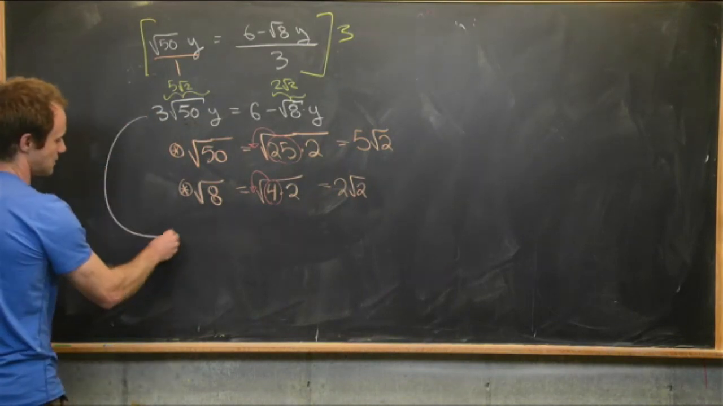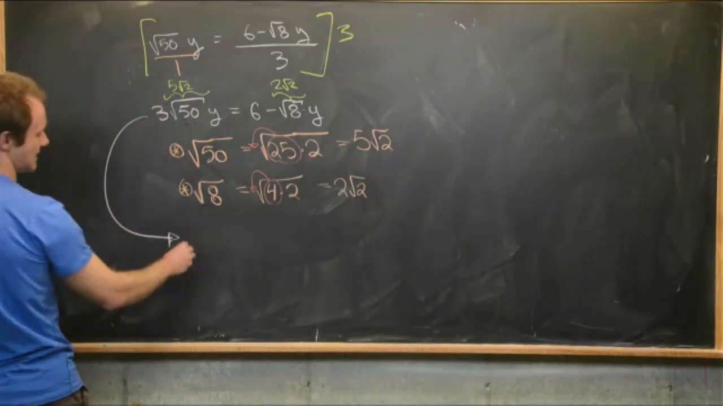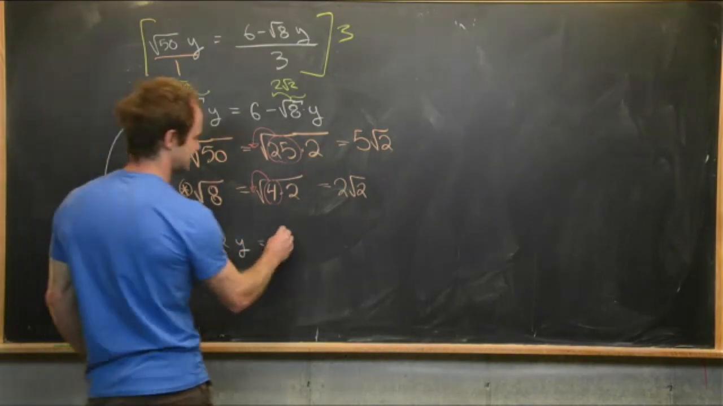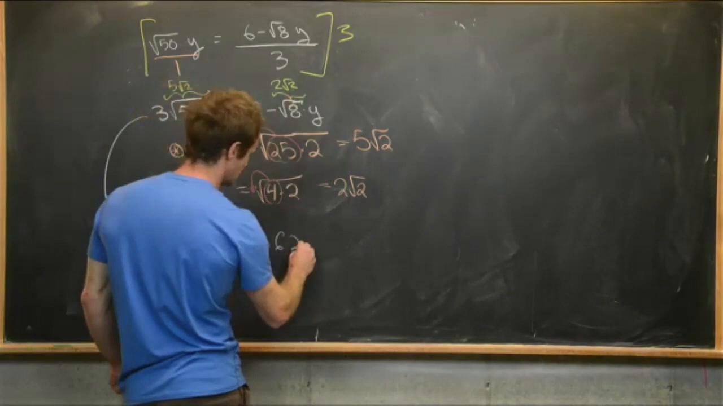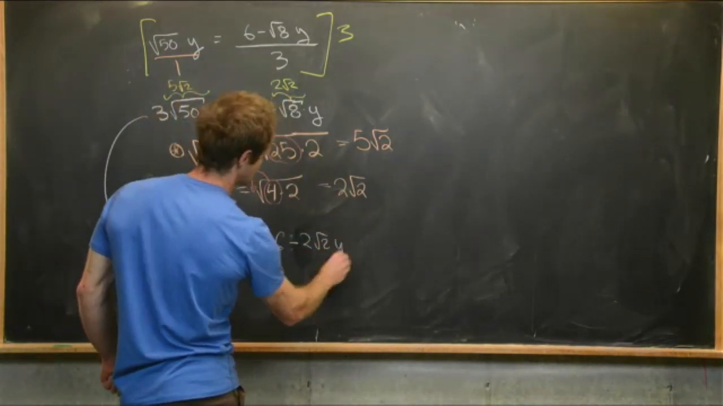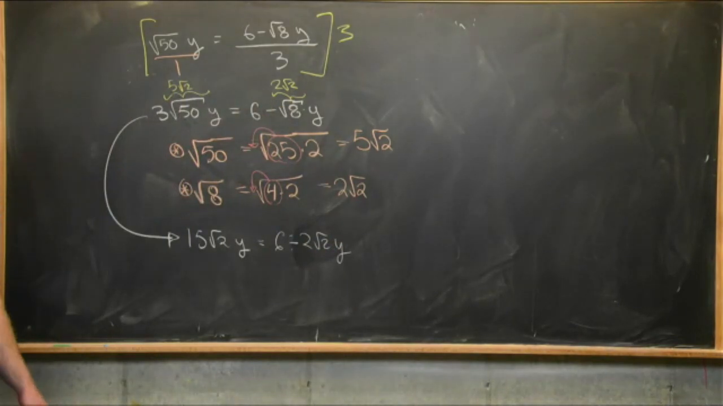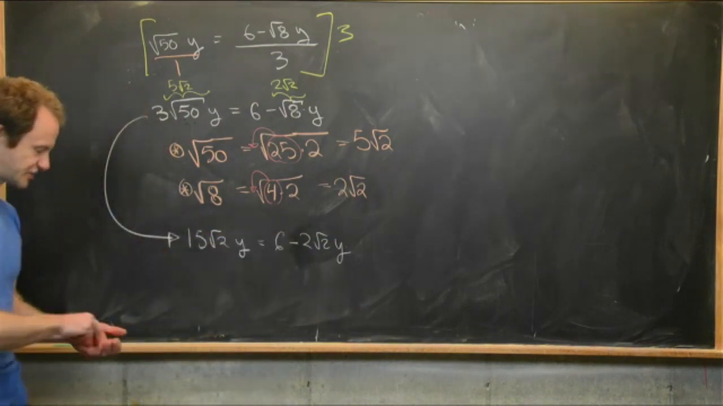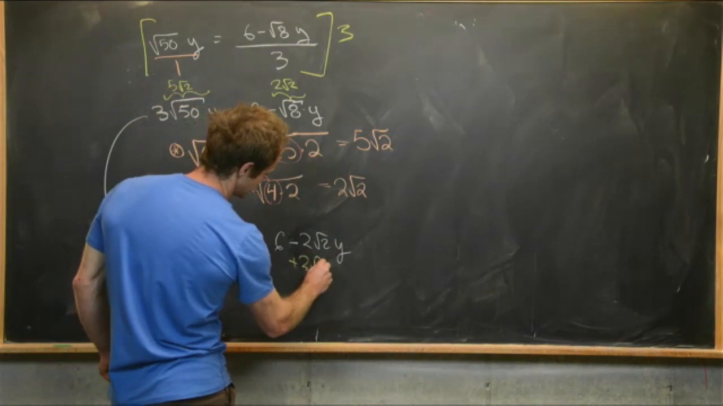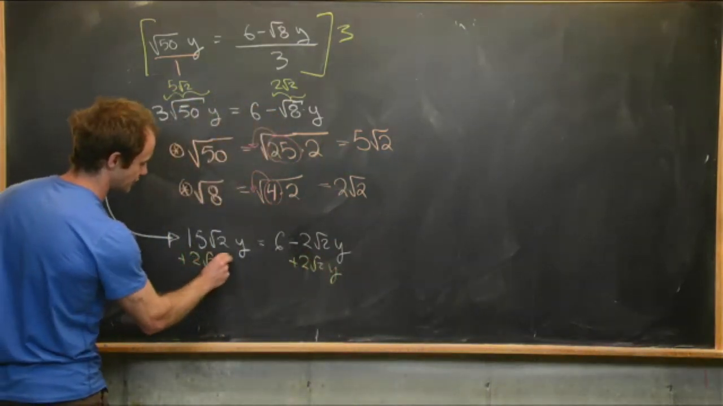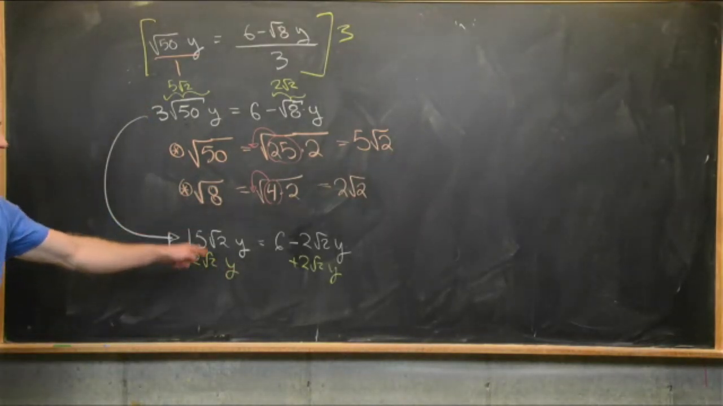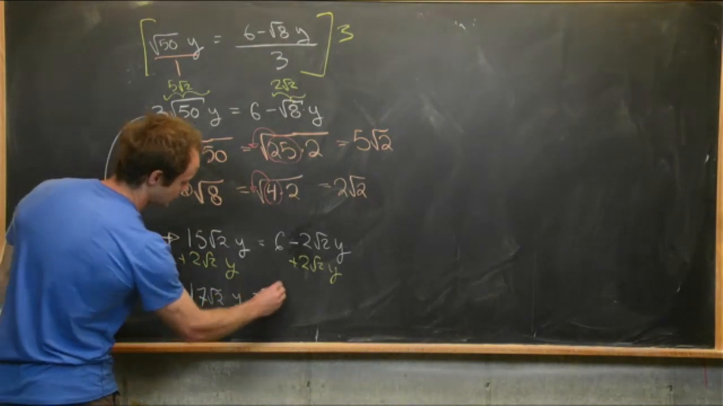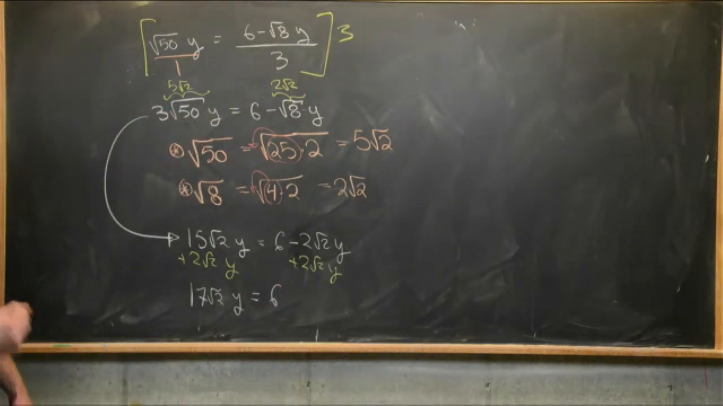Okay, so injecting that in here, we have 3 times 5 is 15 square root of 2 times y, and then equals 6, and then we have minus 2 square root of 2 times y. Now we want to move all the y's to one side of the equation and all the numbers to the other side. So we can start by adding 2 root 2 y to both sides. So we've got 15 root 2 plus 2 root 2, so that's going to be 17 square root of 2 y equals, and then all that's left on the right-hand side is 6.